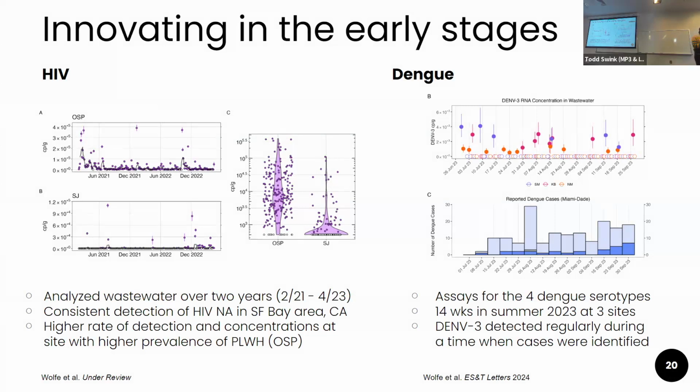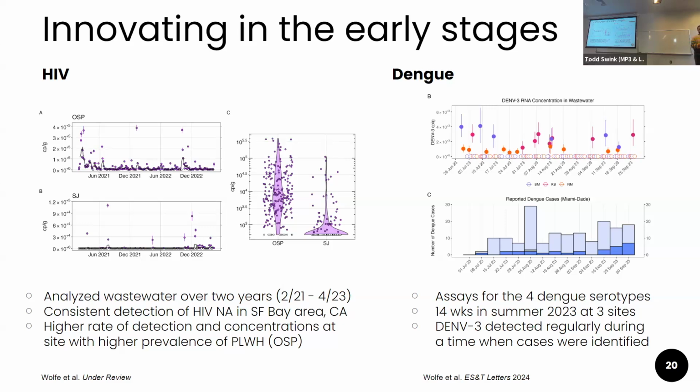So a couple examples are HIV and dengue. For HIV, we've got a paper submitted on this. We looked at 2 years of samples from the Bay Area, and we saw a difference in the rate of detection and the concentrations of HIV nucleic acids in an area with a higher prevalence of people living with HIV compared to an area with a lower prevalence. So we're still really working on what the use cases potentially are for this.